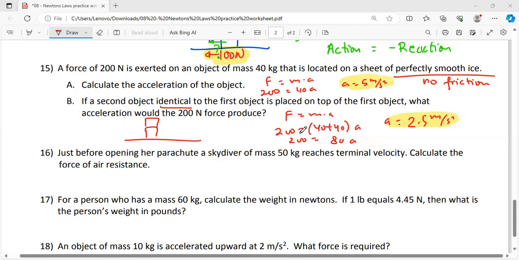All right, next, number 16. Just before opening her parachute, a skydiver of mass 50 kg reached terminal velocity. Calculate the force of air resistance. It means the force equals mass multiplied by acceleration. So 50 multiplied by, here we have to use the acceleration of gravity, you can assume 10. So the answer is 500 Newton.